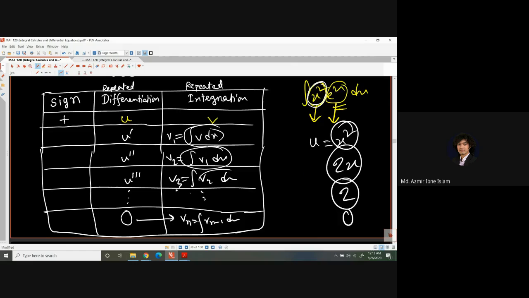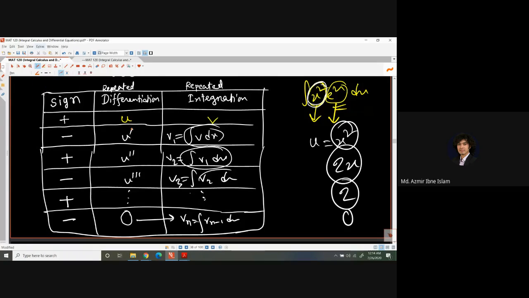Okay, so after completing the differentiation column and the integration column, we have to focus on the sign. I have mentioned that it will always start with a positive part. So now use alternating signs, that is once plus, then minus, plus, minus, plus, minus. This is how it will work.